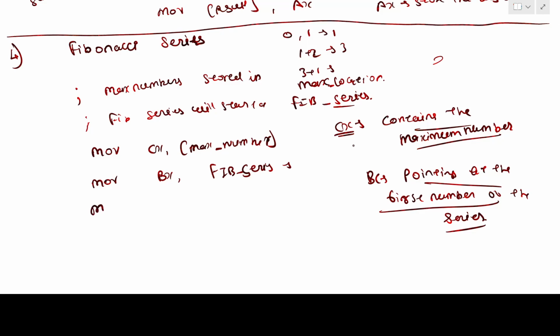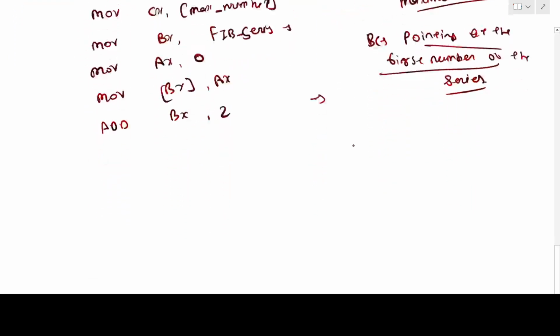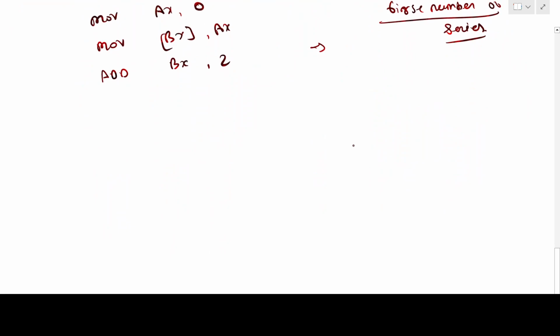Move ax to 0. Set the first element of the series to 0. Now we'll do mov [bx], ax. Then add bx and increment bx to point to the next element of the series. So after storing the value, we will be pointing bx to the next number, that is incrementing bx.